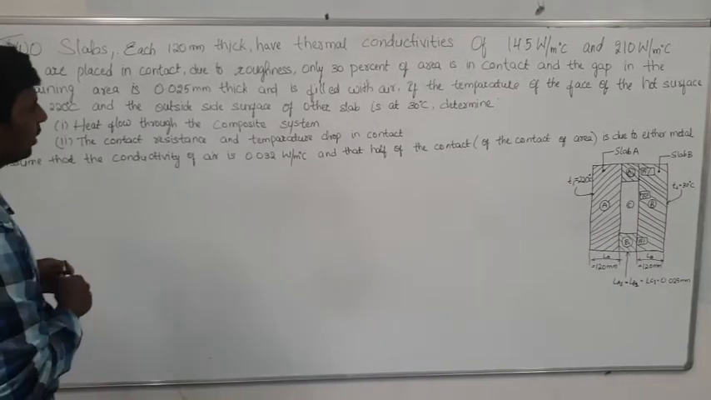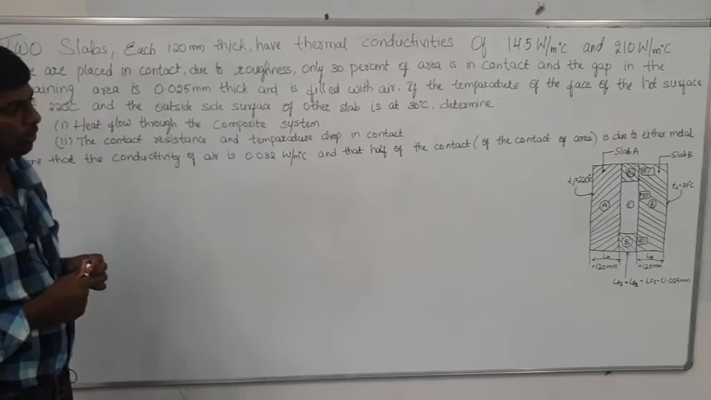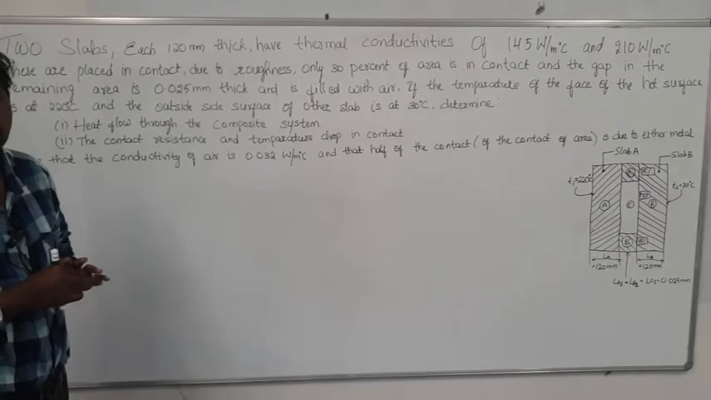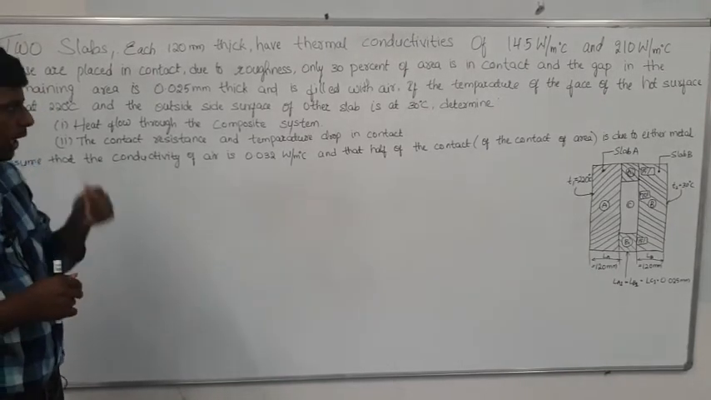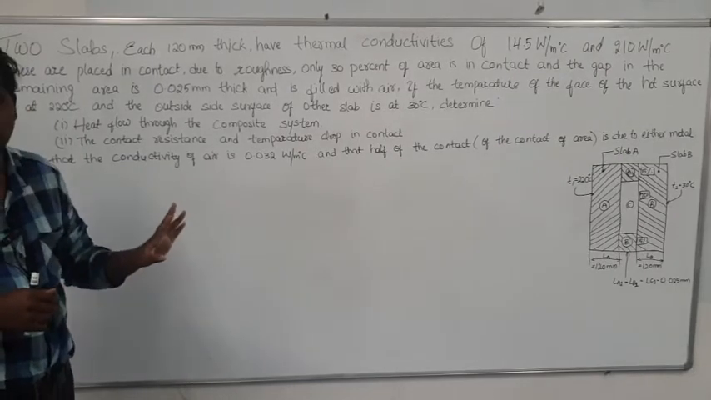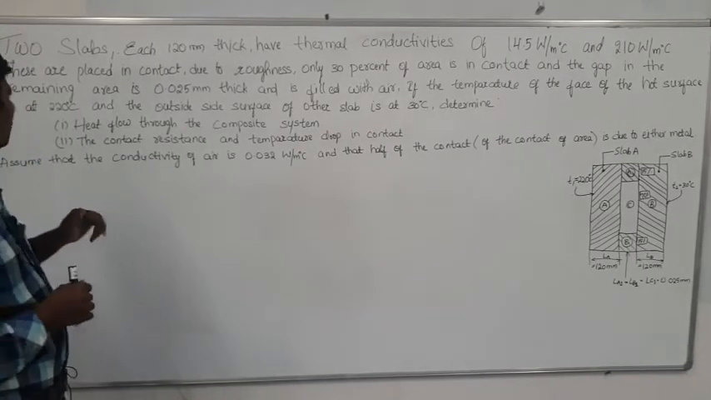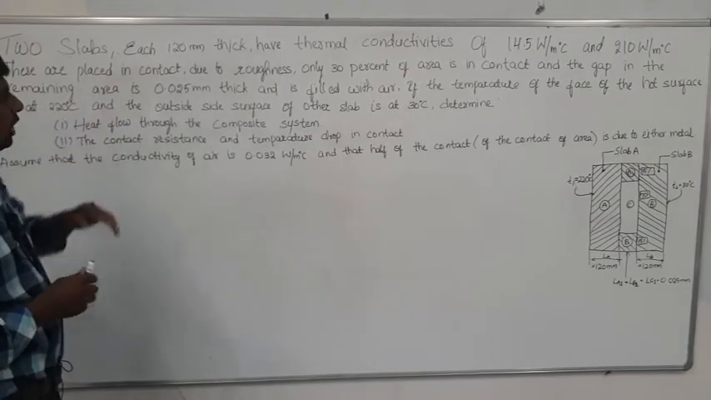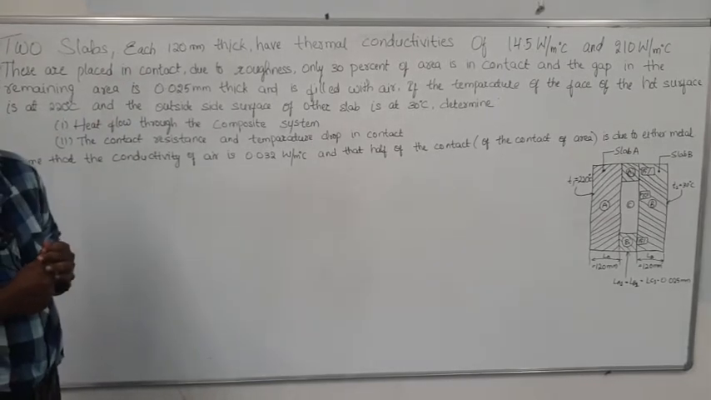Hello students, today we will discuss problems based on different series and different connections given in thermal conductivity. As you can see, this diagram is not given in your question, so I will explain the diagram. Here two slabs, each 120 mm thickness, are given.